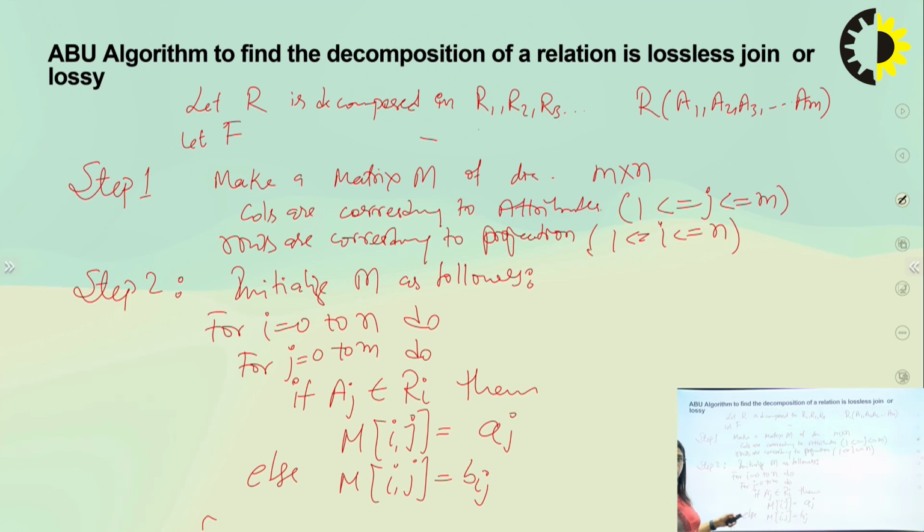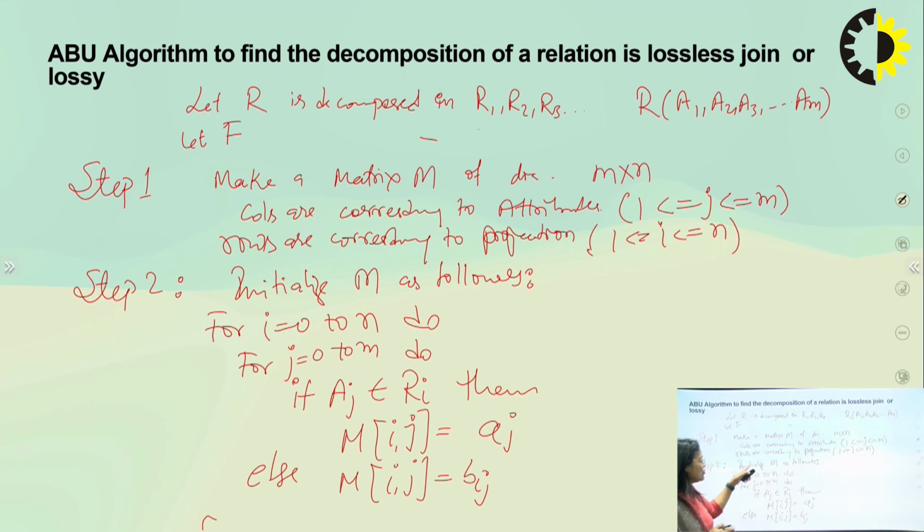We have started from here. R was our relation having attributes A1 to Am, and F was the functional dependency set, and our relation is decomposed into 3 or 4 projections. First, in the first step, we need to make a matrix of dimension M into N. Here columns correspond to the attributes and rows correspond to the projections, the number of partitions or decompositions.